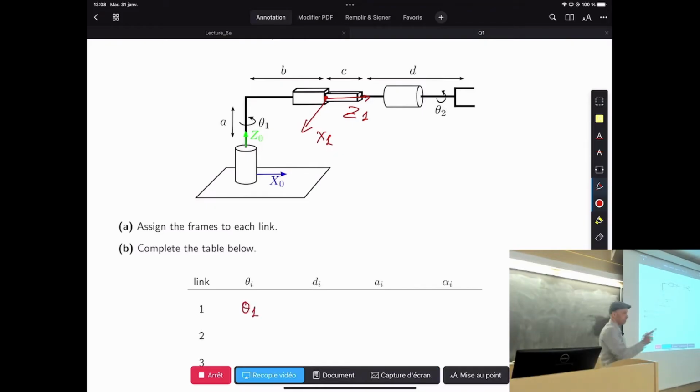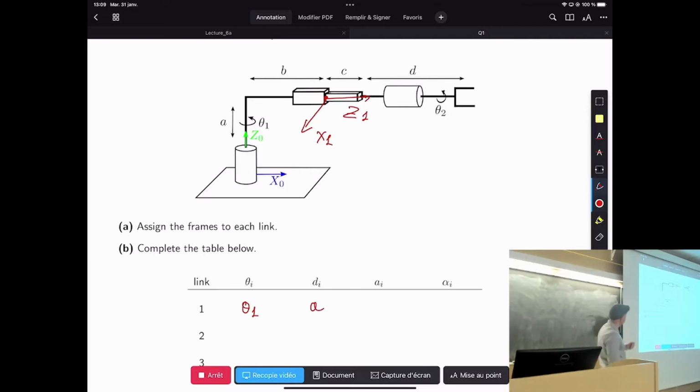I did ask a while ago that the x always has to point to the next plane. So does the z supersede that? For a prismatic joint, yes. What is d1? d1 is the distance between the axes along z0. So that is A.